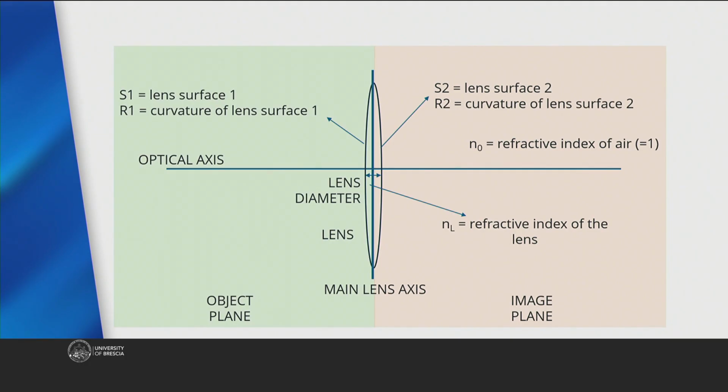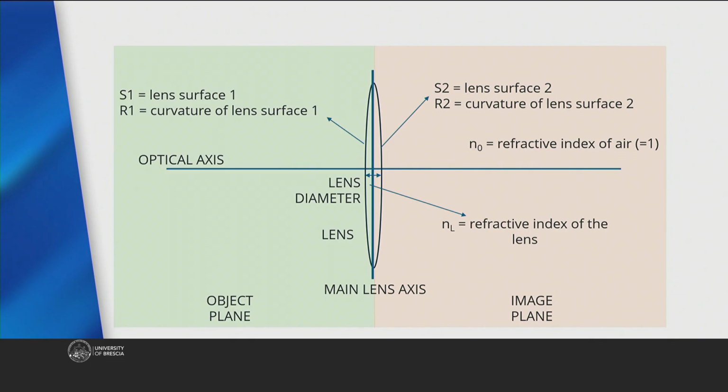The lens is formed by two surfaces, S1 and S2, which have a certain curvature R1 and R2. The two curvatures are not necessarily equal. The lens also has a main axis, which divides the two surfaces that compose it. It is usually placed inside an optical system that itself has an axis.